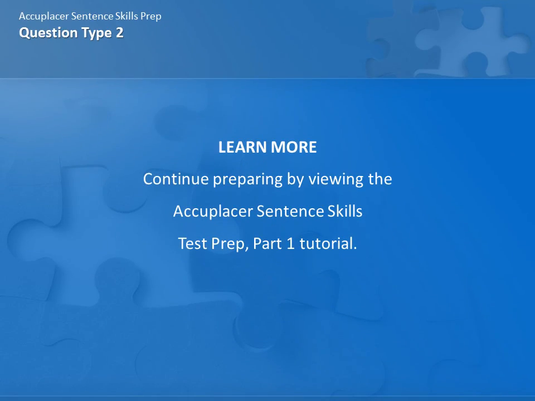If you haven't already reviewed Sentence Skills Test Prep Part 1, go ahead and look at the explanations for the kinds of sentences where you're asked to replace an underlined passage or word with one of the choices given.